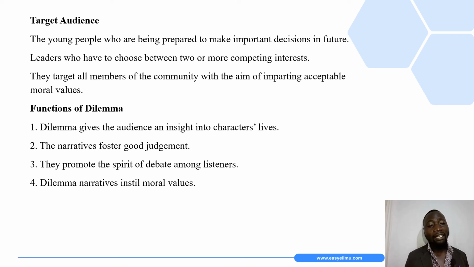Another function is that the narratives foster good judgment, and they promote the spirit of debate among listeners. Remember when we were looking at the features, we said that one of the features is that these narratives encourage debate among listeners. So under the functions, they also promote the spirit of debate among listeners. Lastly, dear students, dilemma narratives instill moral values.